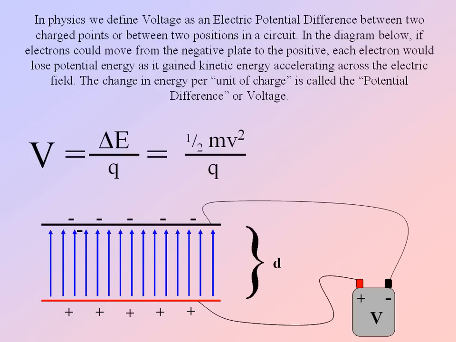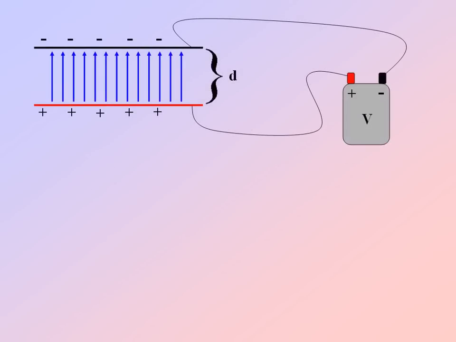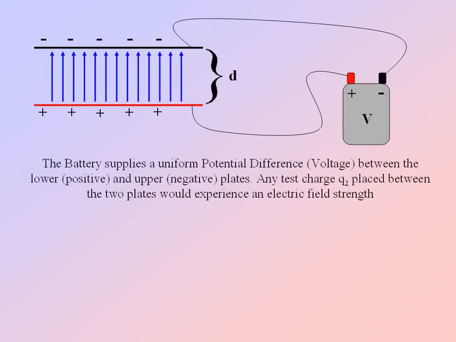So an electron would start at the top and would accelerate towards the bottom. As it accelerates, it loses potential but gains kinetic energy. This change in kinetic energy per unit of charge is called potential difference. The battery supplies a uniform voltage between the lower and upper plates.